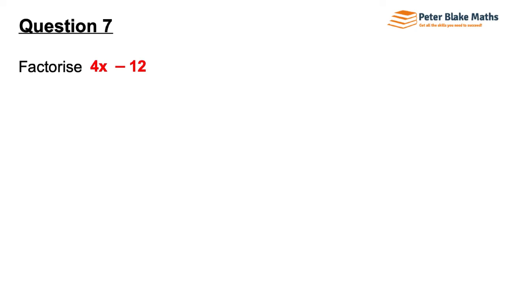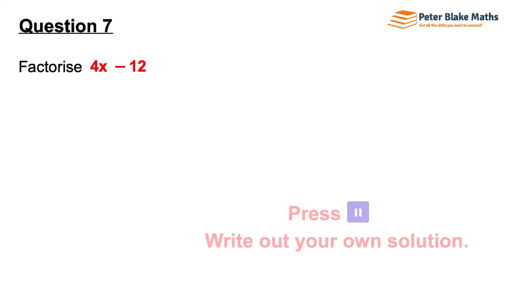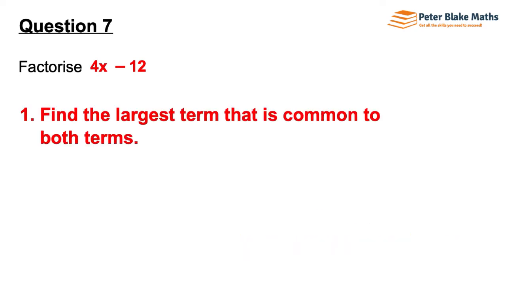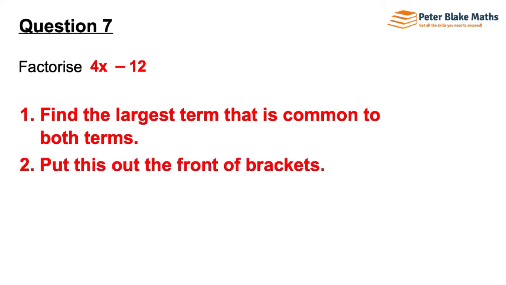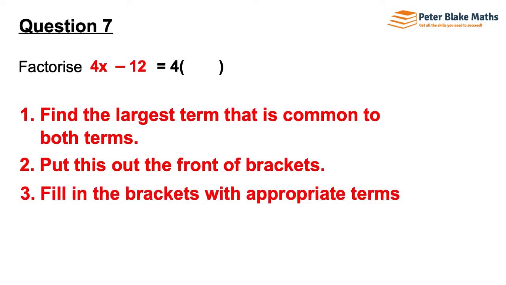Question 7. Factorise 4x minus 12. We find the largest term that's common to both. We put this out the front of the brackets. We ask ourselves, what's the biggest thing that can go into 4x and minus 12? And I think you'll see that 4 can go into each. Then we fill in the brackets with whatever's appropriate.